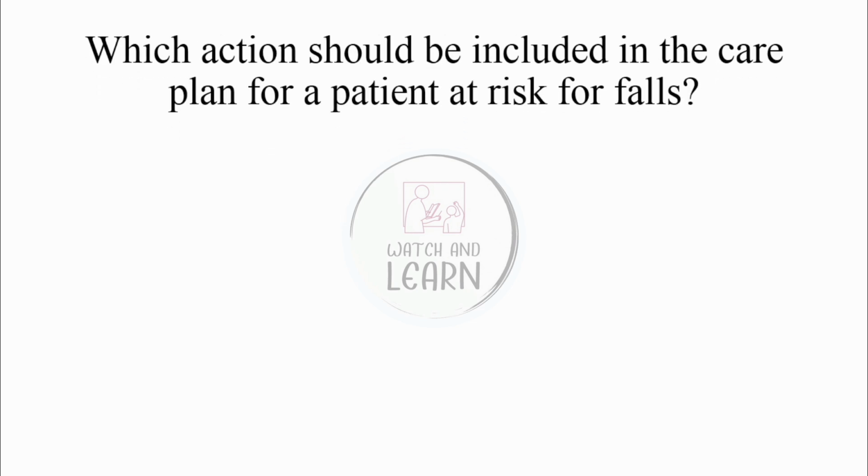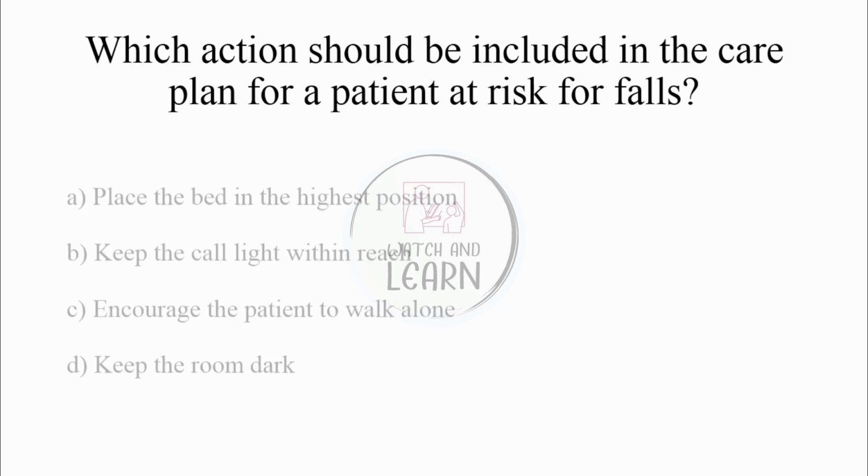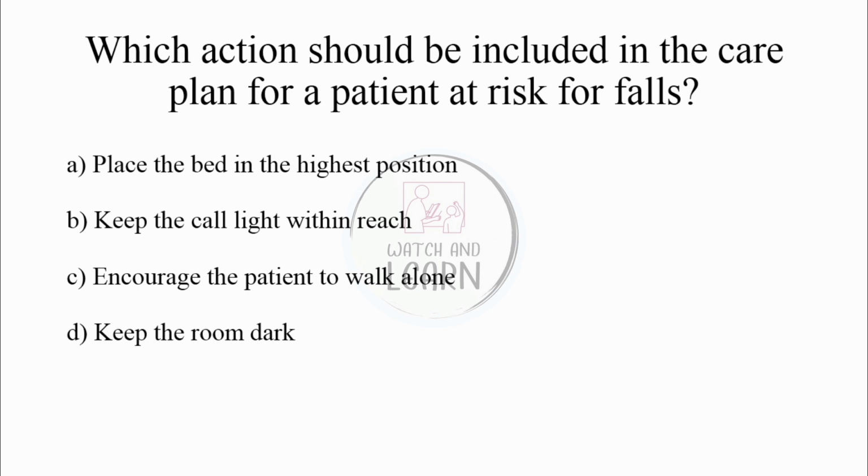Which action should be included in the care plan for a patient at risk for falls? Options are option A, place the bed in the highest position. Option B, keep the call light within reach. Option C, encourage the patient to walk alone. Option D, keep the room dark. The right answer is answer B, keep the call light within reach.